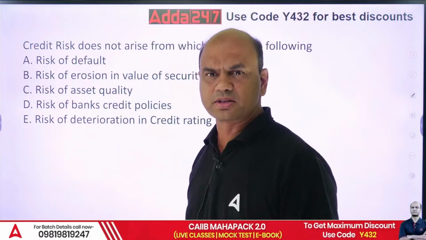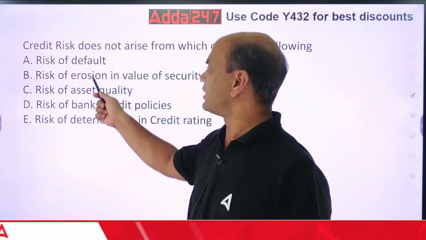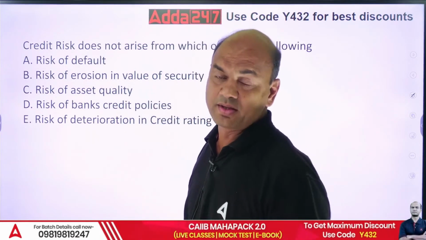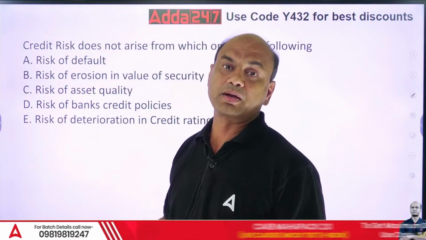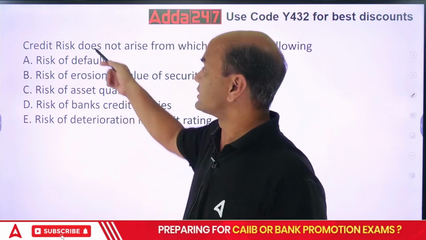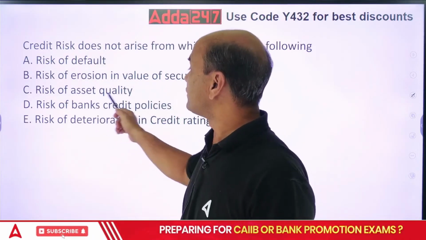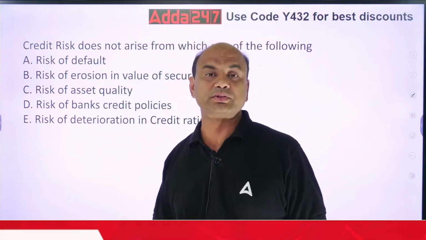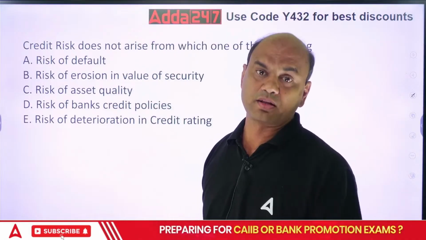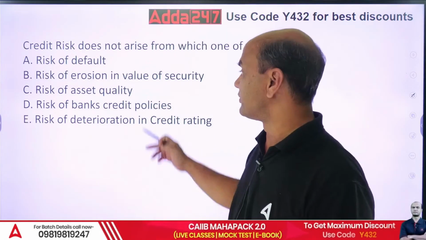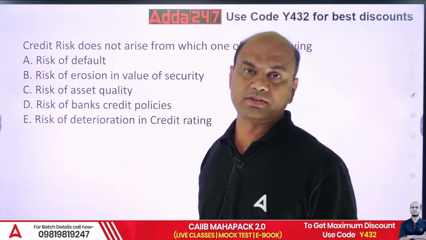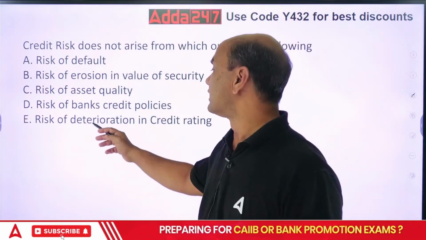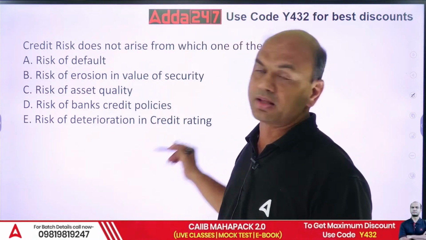Credit risk has 2 parts, country and counterparty. Counterparty means default risk. Risk of erosion in the value of the security: that's also right. If security is gone, then the loan becomes unsecured. So that is a credit risk. Risk of asset quality: suppose the assets go on reducing and deteriorate, then there is a problem. Risk of banks' credit policies means the bank's own policies, and risk of deterioration in the credit rating.